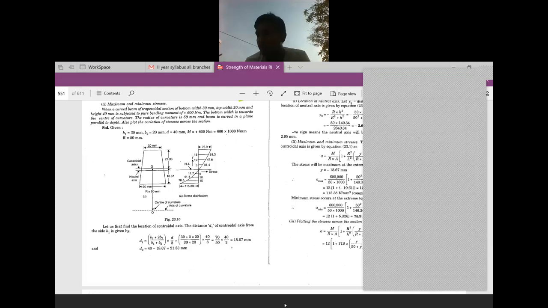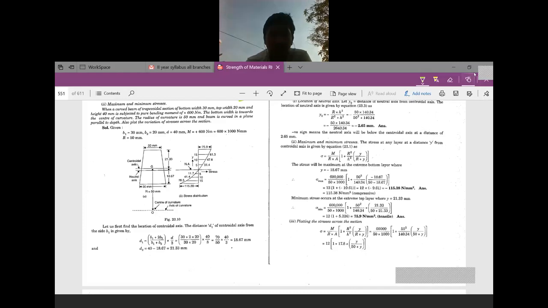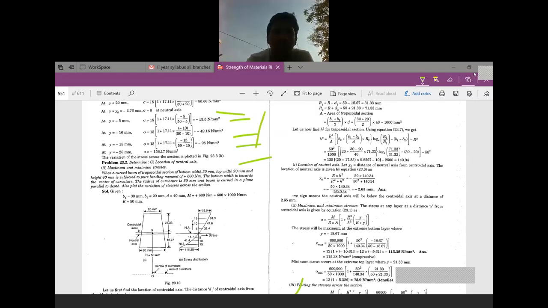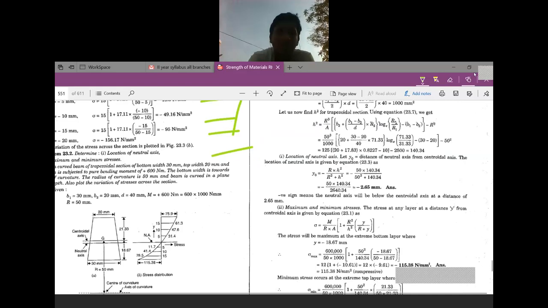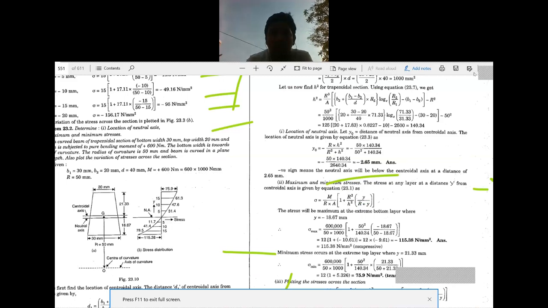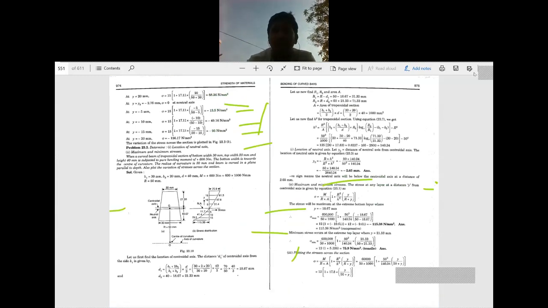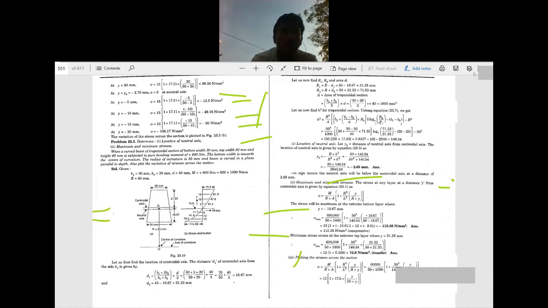Okay, next we'll go to the next problem. That is a trapezoidal section he has given. He has given: determine the location of a neutral axis. This is the problem he has given. This problem we are going to solve.